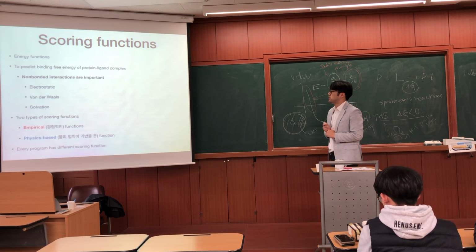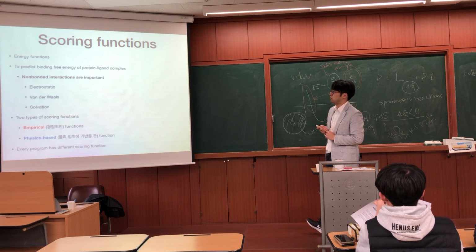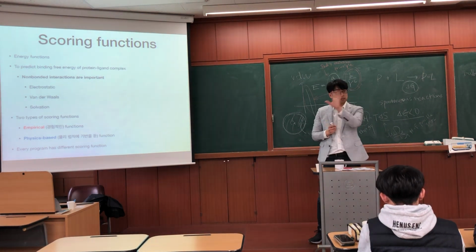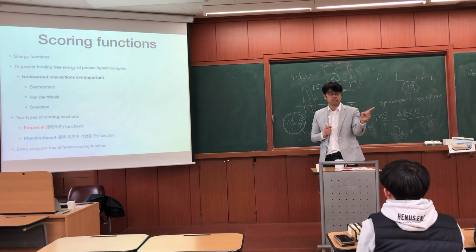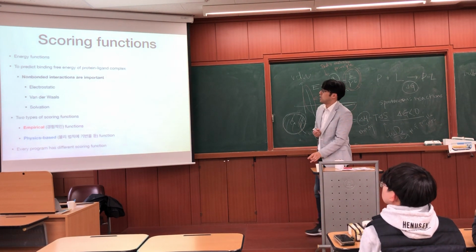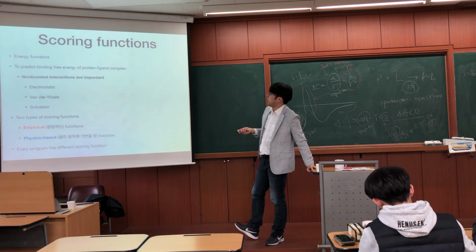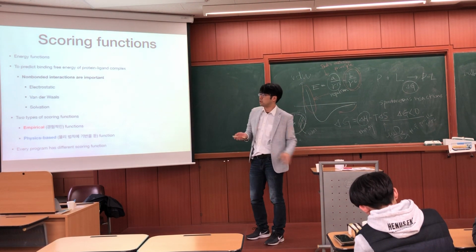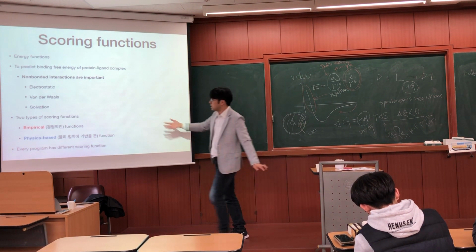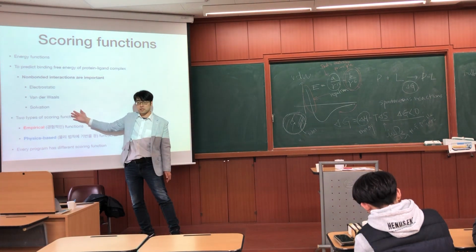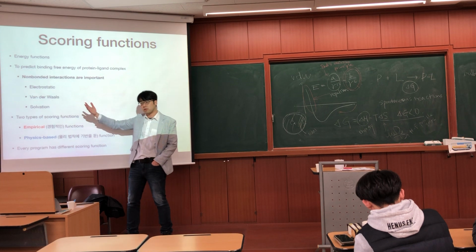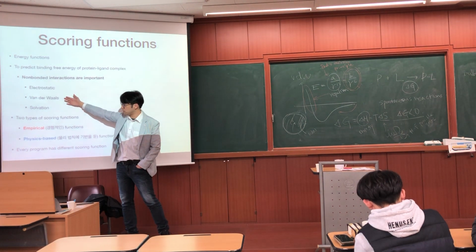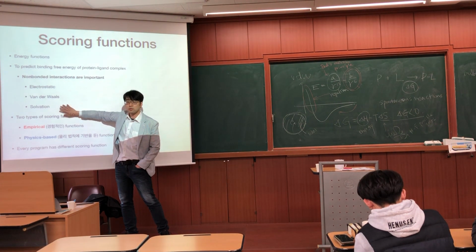So let's talk about scoring functions. Once we have multiple structures, we have to score which one is the best and which one is worse. To predict binding free energies, generally we have to consider these kinds of energy interactions. The first one is electrostatic, as we talked about before, the second term is van der Waals interaction, and the third one is solvation energy.